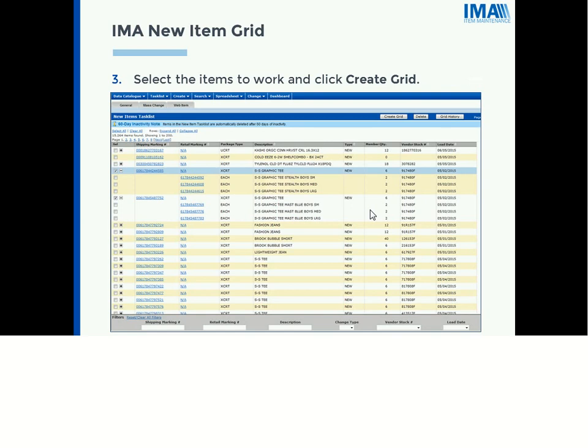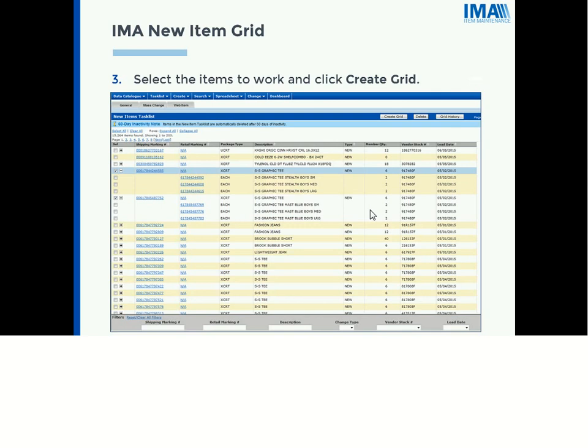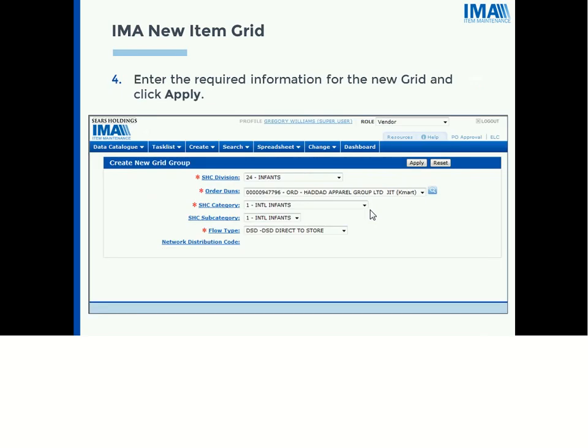Now this is our training environment, so there are a lot of items for this paid-ons number that I loaded. You probably will not have anywhere near this number of items in your task list, and that's okay. So you would select the item that you want to work over here on the left in the select column, and then click Create Grid. And then you have to enter required information for the grid and click Apply.